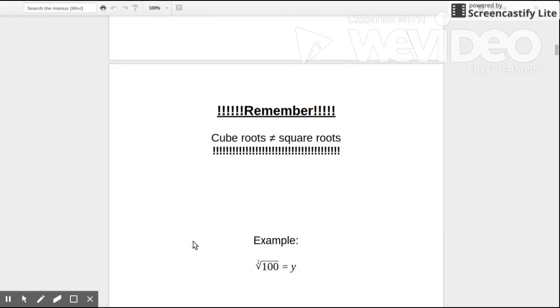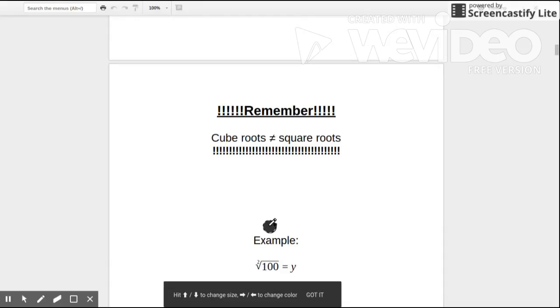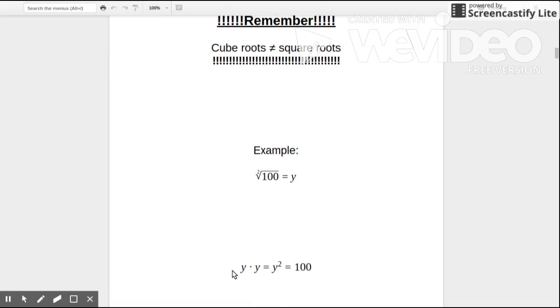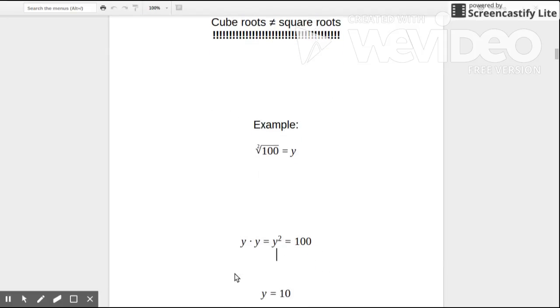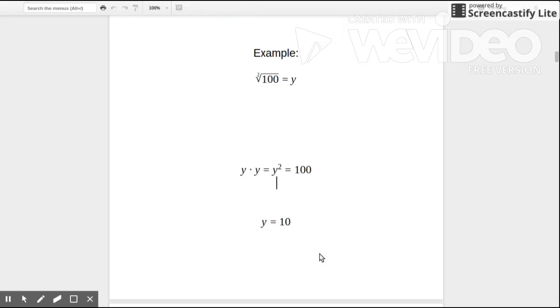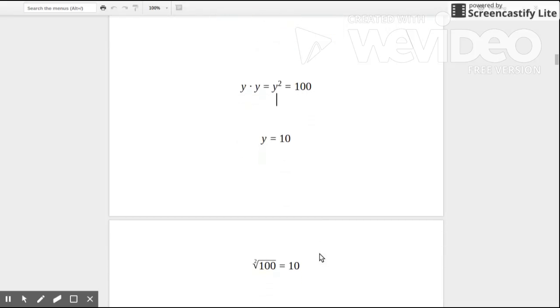To start off, I will give you an example. This is asking you to find the square root of 100, it's asking you to solve for y. The answer of a square root is a number that, when multiplied by itself, or that number to the power of 2, equals the number under the square root sign. So in this case, y multiplied by itself equals 100. So in this case y is equal to 10. So the square root of 100 is 10.